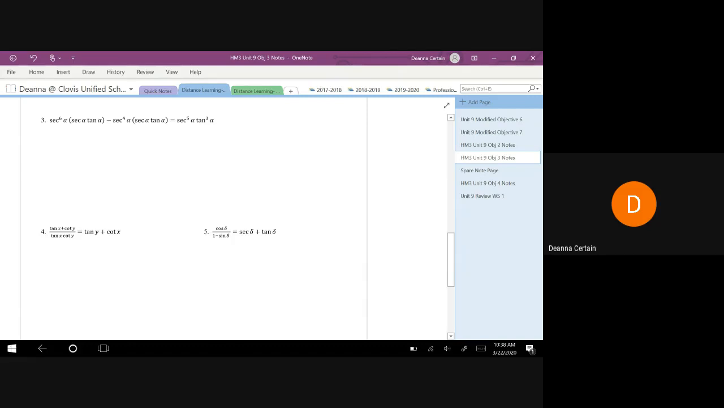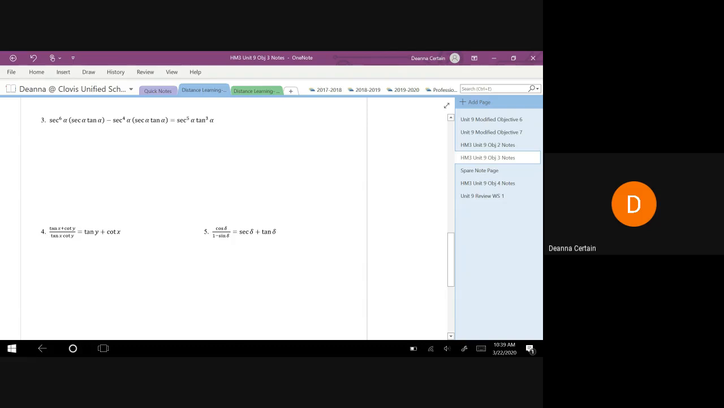Okay, number 3. In class, almost everyone worked with the left side of the equation. I don't think I saw anyone work with the right. I myself worked with the left as well. With the left side of the equation, I saw some who multiplied these terms together, so kind of simplified the secant to the 6th alpha, secant alpha, tangent alpha in the first term, and then the secant to the 4th alpha, secant alpha, tangent alpha in the second term. I saw some people who did that.